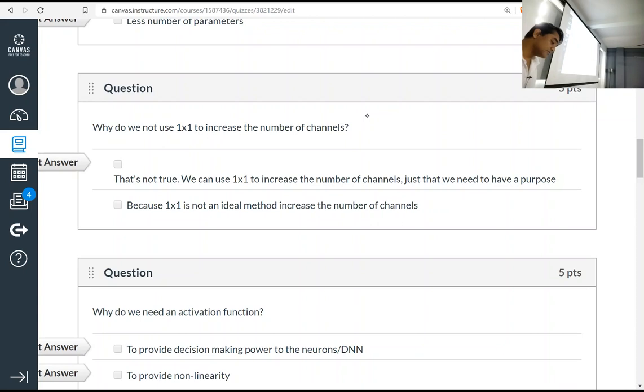Okay, why do we not use a 1x1 kernel to increase the number of channels? Not true. We can use 1x1 to increase the number of channels, but you need to know why you are doing that.